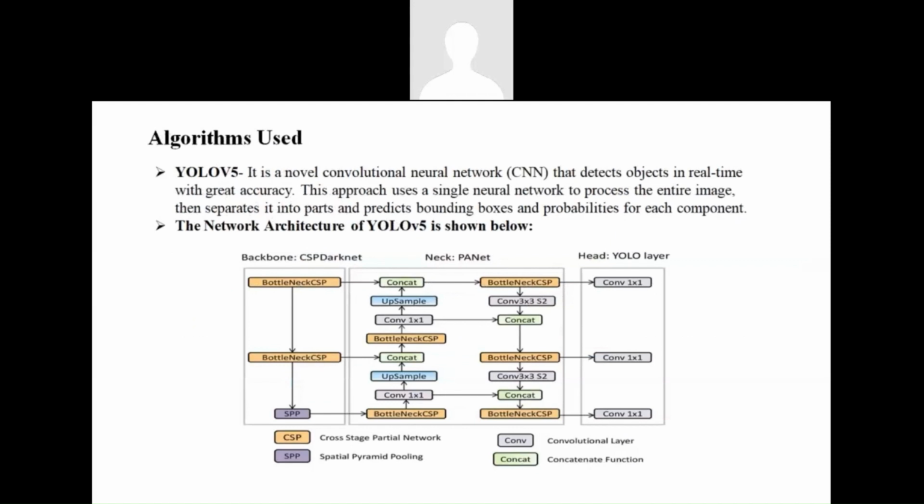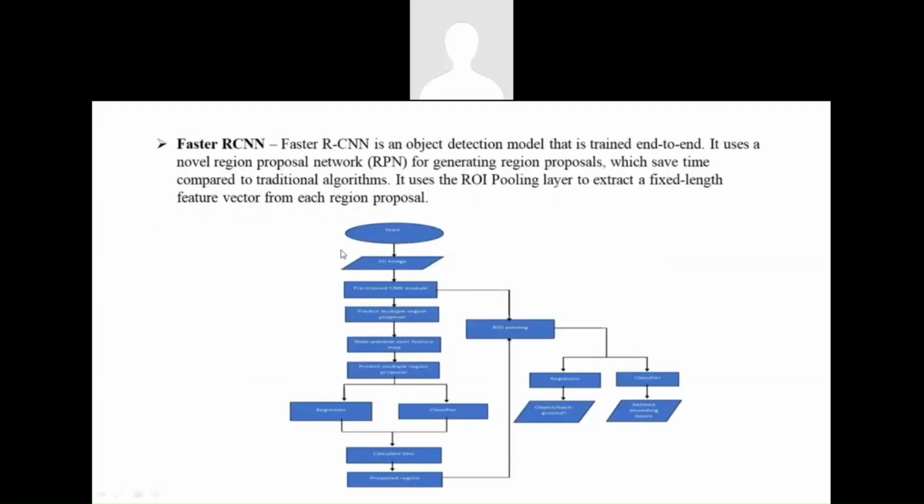Here we can see the YOLO V5. It has a convolutional neural network and it is for real-time object detection with great accuracy. As I have said, we can see the architecture of YOLO, and then we can see the Faster RCNN, which is also an object detection model, and it contains a region pooling layer. It extracts features from the region. How we implemented the Faster RCNN for this project, we can see here.